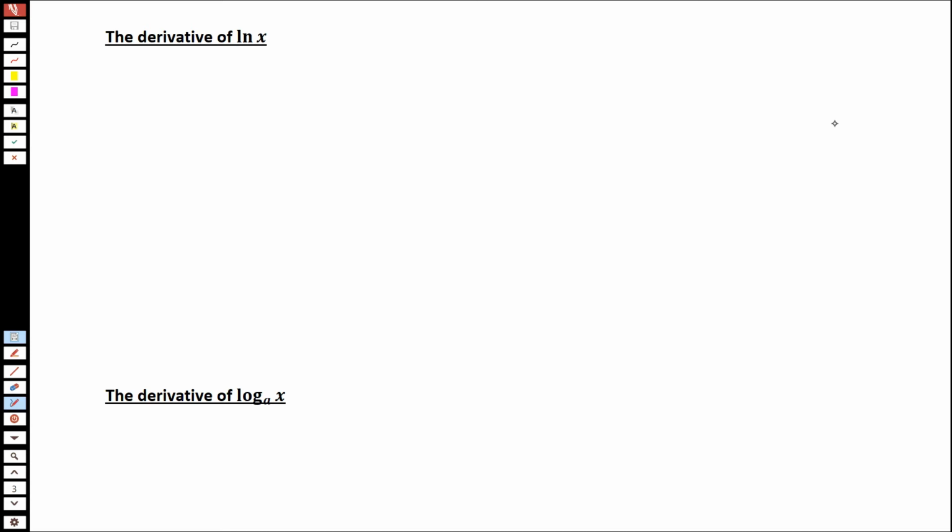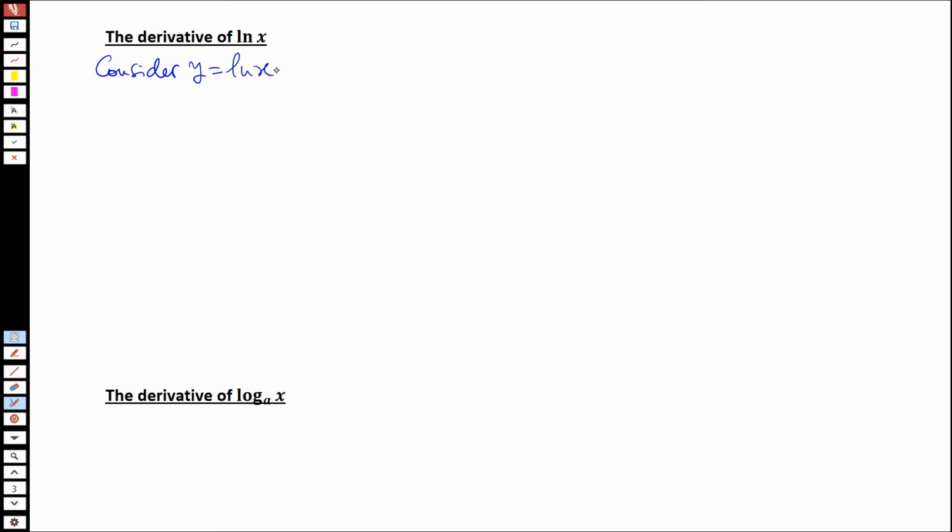To find the derivative of logarithmic functions, specifically the natural logarithm of x, let's consider the function y equals ln x. So consider the function y equals ln of x.